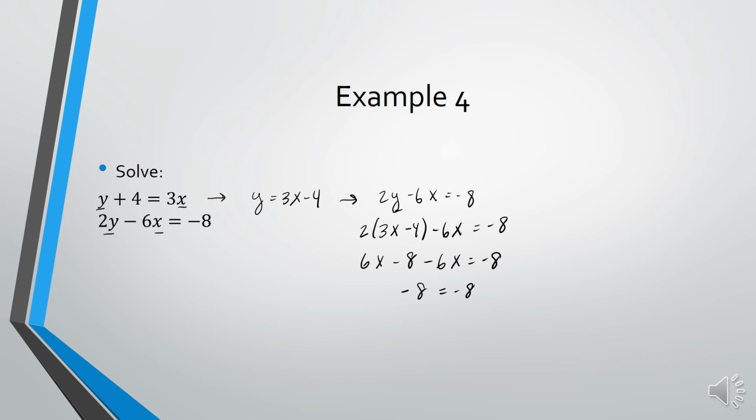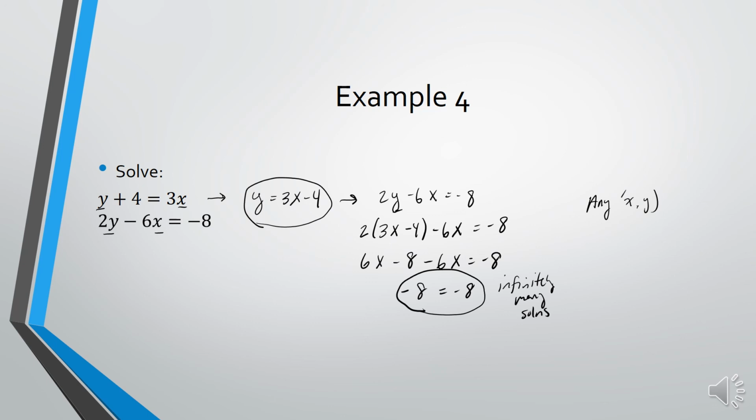So this is interesting. My variable went away. And what that means is that there are infinitely many solutions. So if you get a true statement like this, that means that there are infinitely many solutions. The solutions are any values that satisfy y equals 3x minus 4. So the solution to this is any x and y where y equals 3x minus 4.